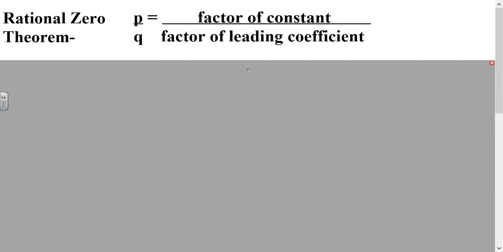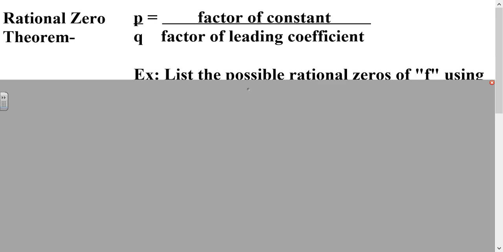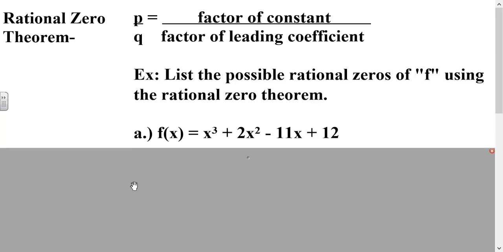So the rational zero theorem is this formula here that tells us how to find the possibilities for zeros of a function. To get this, we do what's called the P's and the Q's, which is finding the factors of the constant in the function divided by the factors of the leading coefficient. So for example, if I want to list the possible rational zeros of f, this function, using the rational zero theorem, this is what I would do.